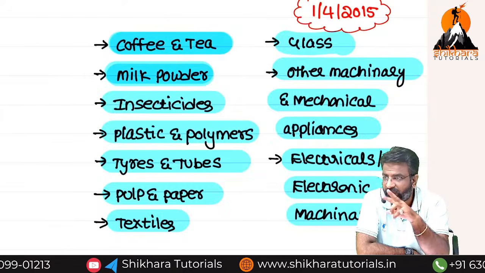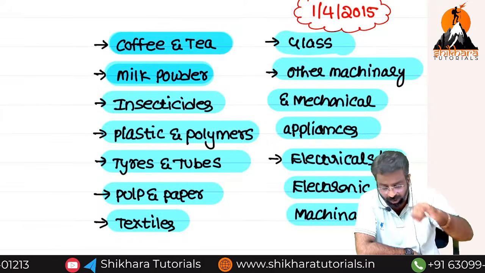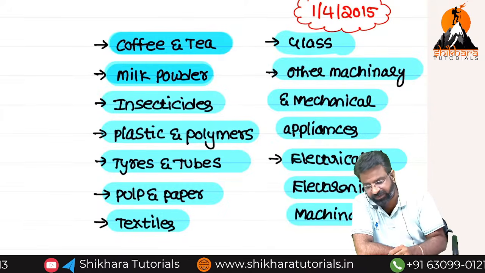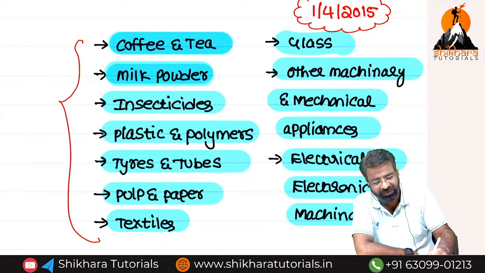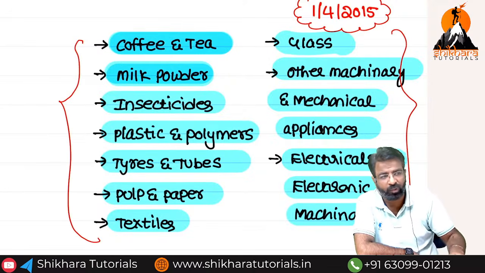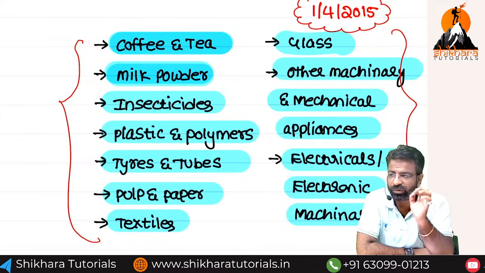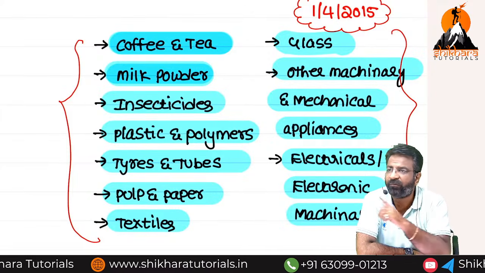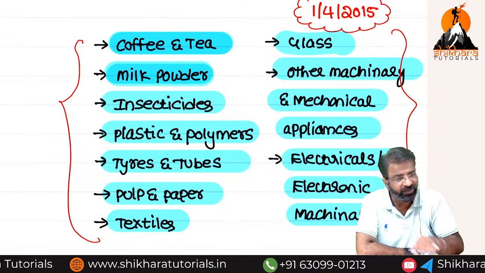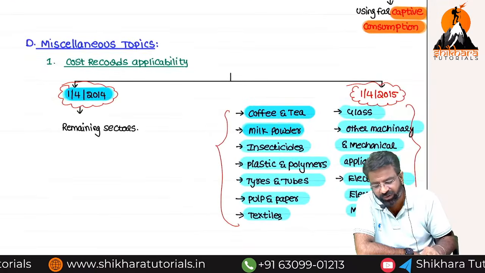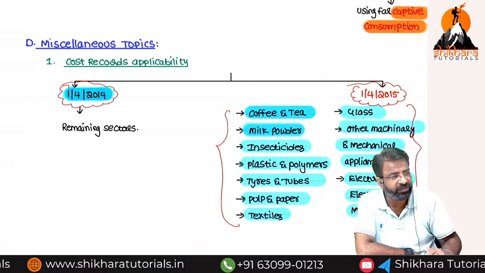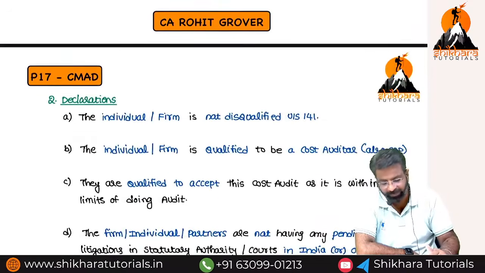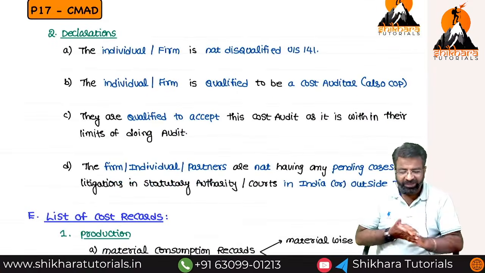Did you understand how they may ask you the question? So you have to remember this exhaustive list. If you'll remember this exhaustive list, it means you know all those companies whose cost records are applicable from 1/4/2015, not from 1/4/2014. Did you understand? So this is called cost records applicability. What do we call it as? Cost records applicability. Now, what is the next thing you need to understand?